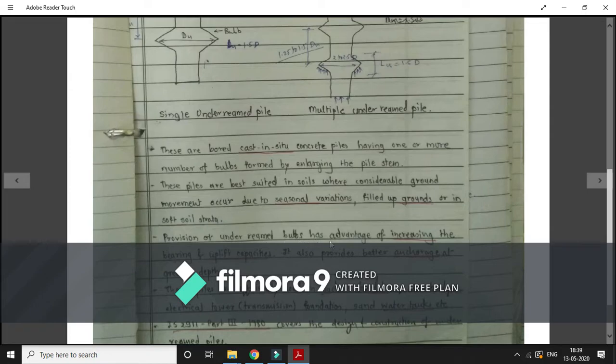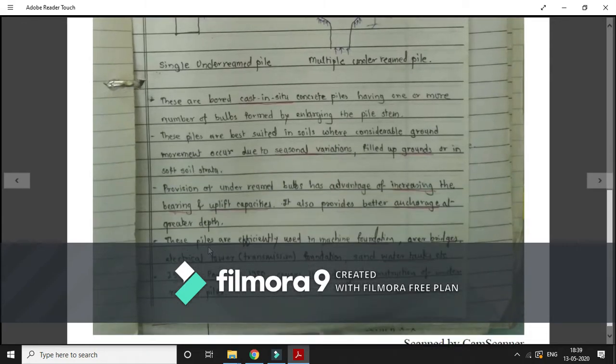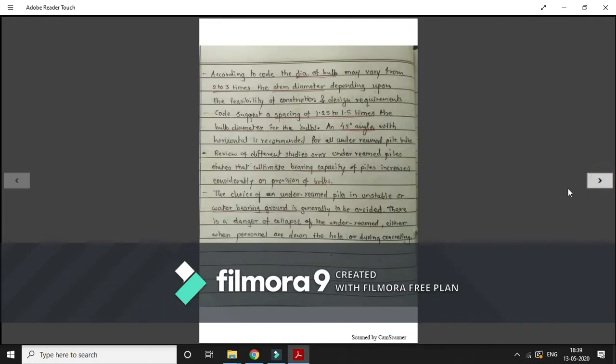The provision of under-ream bulbs has the advantage of increasing the bearing and uplift capacities. Due to this, there will be more increment in the frictional characteristics. So it will be helpful for bearing as well as the uplift condition, that is, the tension condition. It also develops better anchorage for greater depth. These piles are efficiently used in machine foundations, port bridges, electrical towers, transmission towers, water tanks, etc. IS 2911 Part 3, 1980 covers the design and construction of under-ream piles. So this is the IS code you are going to use for the construction as well as the design.